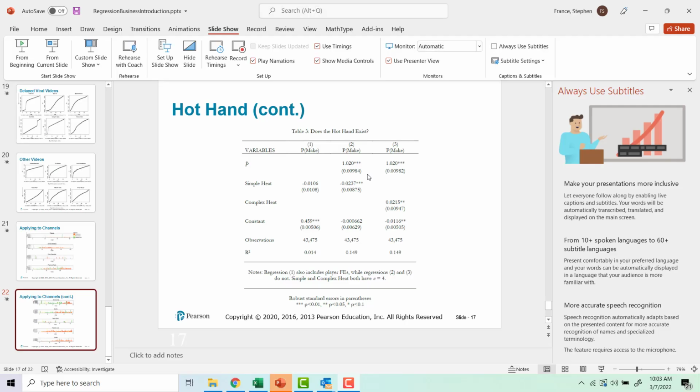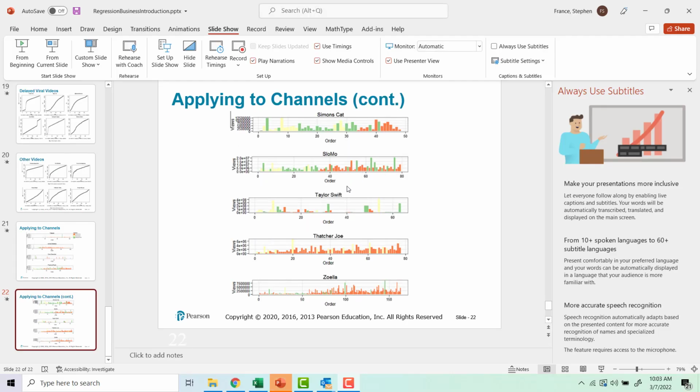So I just thought that was an interesting little example of how we do some of the functional fitting that was mentioned in the chapter.